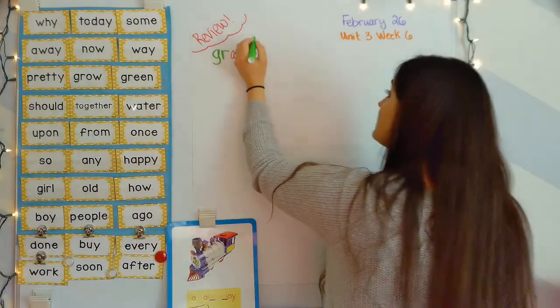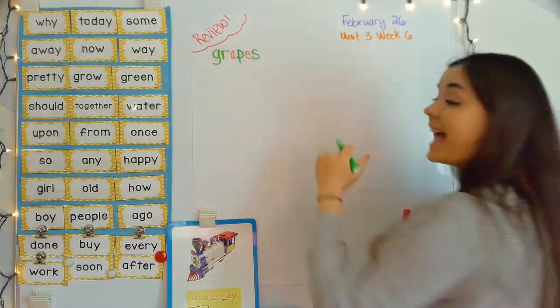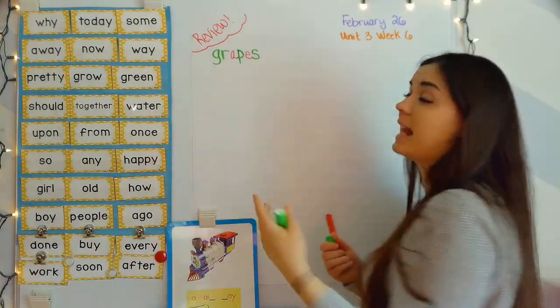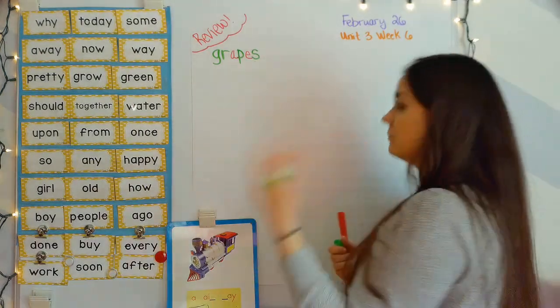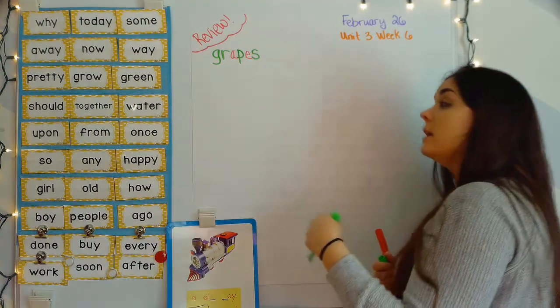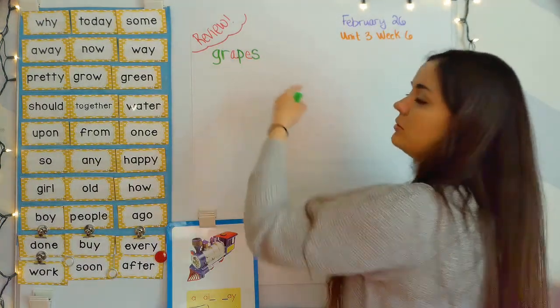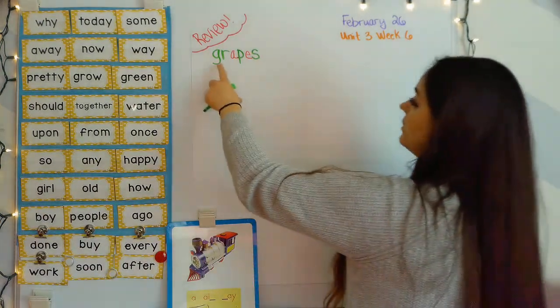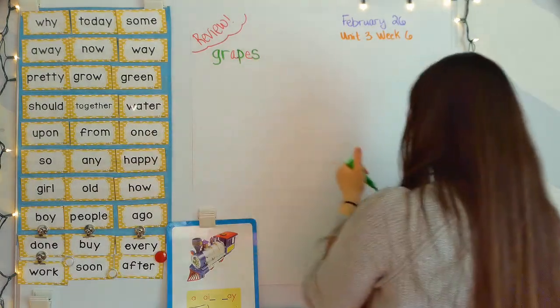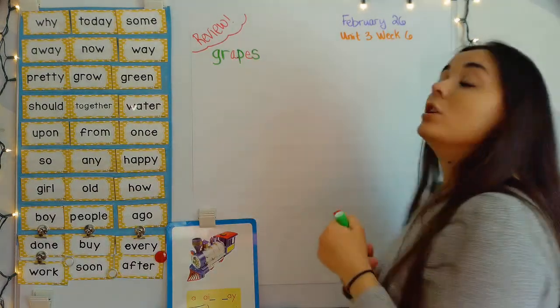So the word was grapes, which means more than one, so you have to have an S at the end. So as soon as you see an S at the end of the word, that tells you that it's more than one, and you have to make sure that when you say the word, you blend it with that sound. Gr, apes, grapes. Next word.